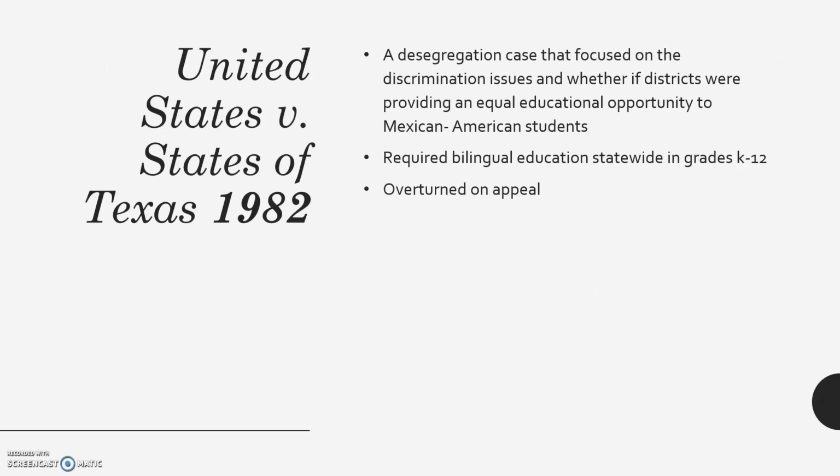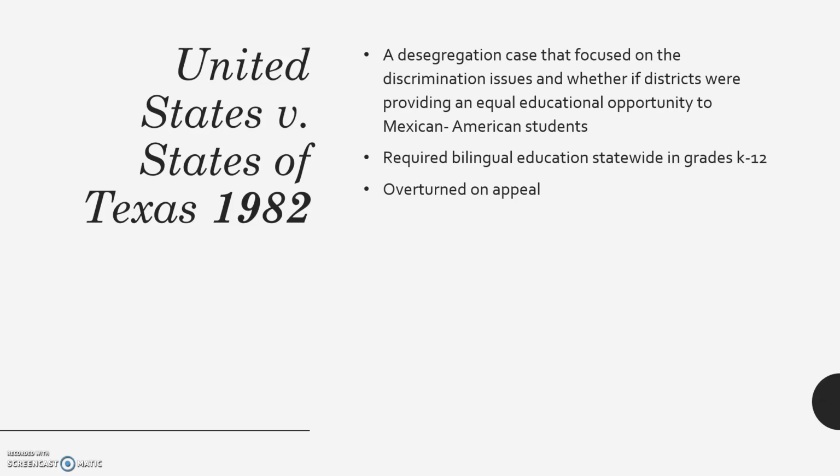So we have United States versus State of Texas in 1982. And this was a desegregation case that focused on the discrimination issues of whether districts were providing an equal education opportunity to Mexican American students. This required bilingual education to be statewide in grades kindergarten through 12.